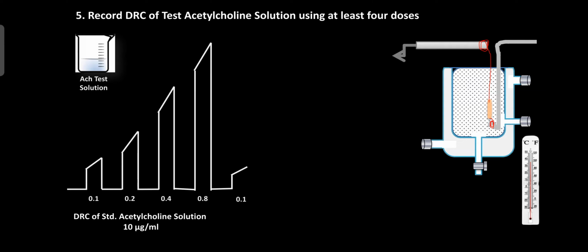After 30 seconds, stop the drum, change the Tyrode solution, and after the washing period, record the baseline without any drug for 30 seconds. After that, add 0.2 ml of acetylcholine test solution and record responses due to the addition of 0.2 ml of test solution for 30 seconds. After 30 seconds, stop the drum and change the Tyrode solution.